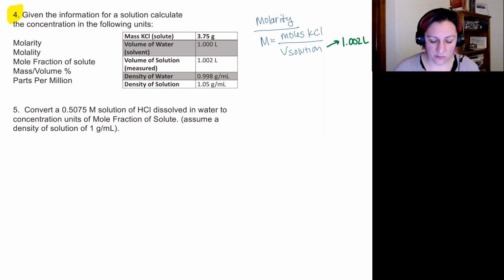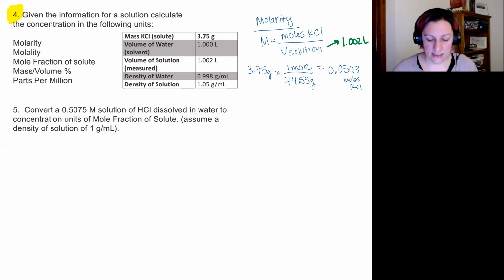So I'm going to take my 3.75 grams that I'm told my potassium chloride solute is going to weigh, and I'll convert it using its molar mass that I determined from the periodic table. And so that'll be 1 mole will weigh 74.55 grams. And that's the molar mass of potassium chloride. And that'll give me 0.0503 moles of KCl. Great.